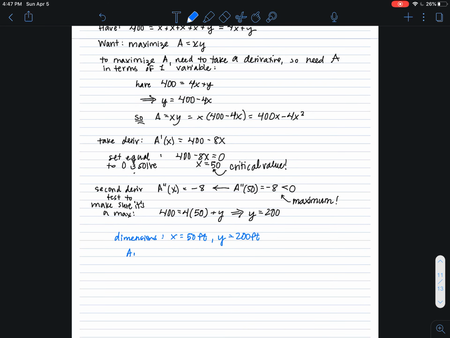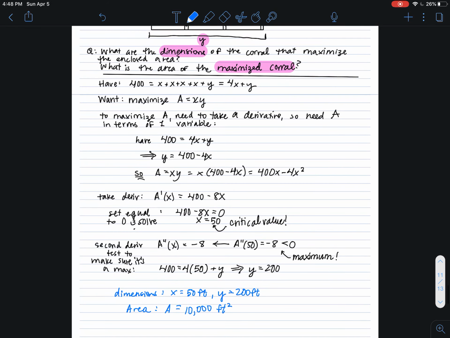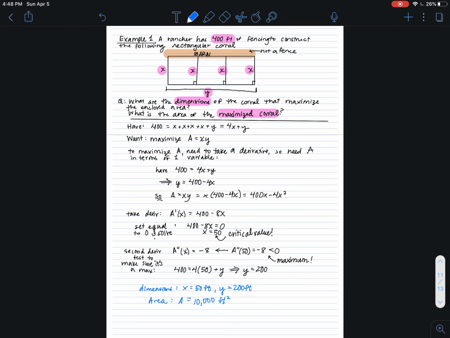And then we need the area. And we know that the area is just our x times our y. And 50 times 200 is 10,000, and that'll be feet squared. Okay, and that's the answer.